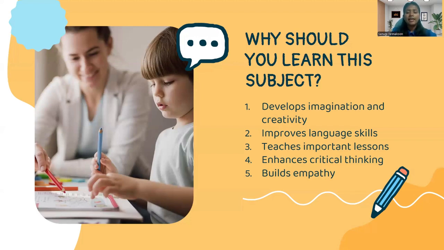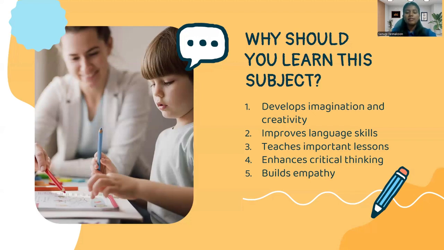And then enhances critical thinking. So critical thinking means the ability to interpret certain texts. Okay, so analyzing characters, plots, and themes help you think deeply about what you read. So this improves your ability to understand complex ideas and form your own opinions.